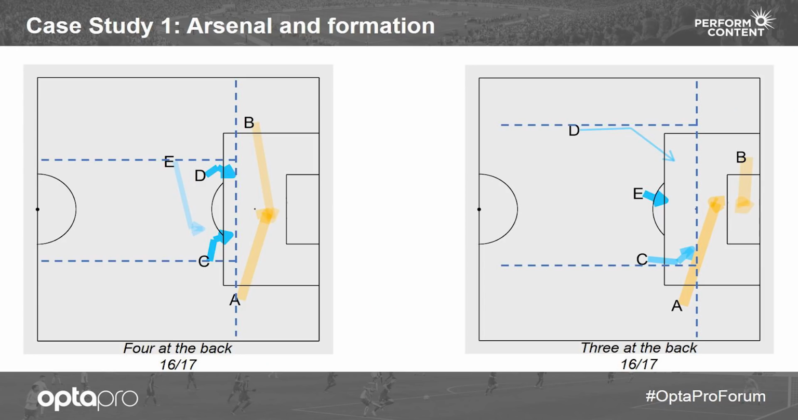Secondly, we see that when playing three at the back, all of the arrows end within the box. This is indicative of a poorer defence, as it means that in general, they are conceding shots closer to the goal.